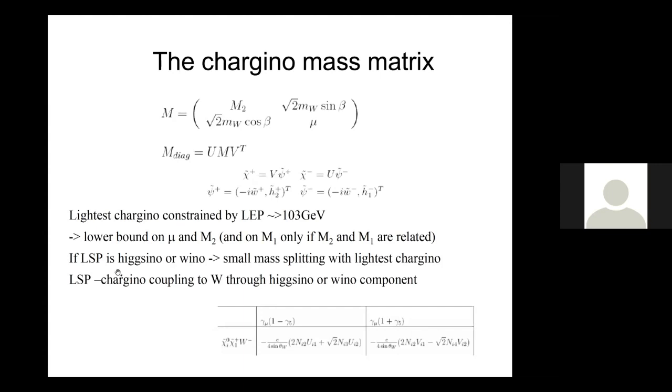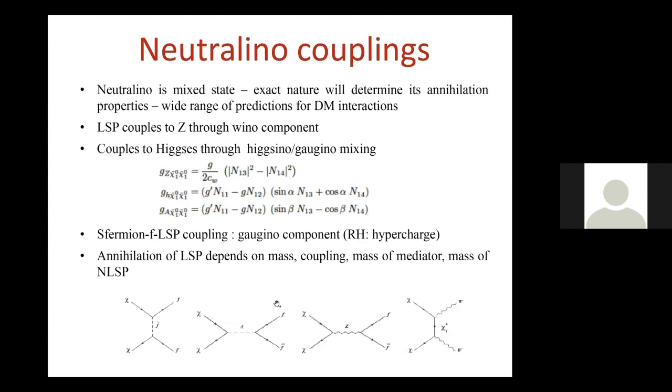So as I said, if the LSP is a Higgsino or Wino, there will be a small mass splitting with the lightest chargino. And the neutralino-chargino coupling to the W, which can contribute to dark matter annihilation, will proceed through this Higgsino or Wino component. So let's take a quick look at the neutralino couplings. As I said, the neutralino is a mixed state, and whether it's a Bino, a Wino, or a Higgsino will determine its annihilation properties, and therefore will lead to a wide range of predictions for dark matter.